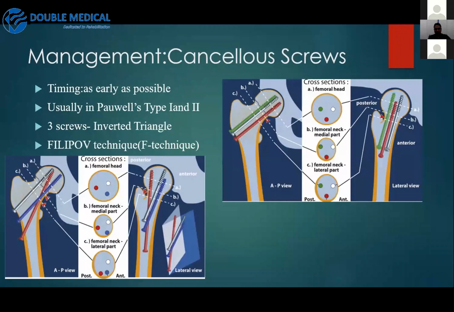What are the kinds of orientation or pattern of these cancellous screws? We all know the inverted triangle, especially when the timing is as early as possible, usually in Pauwels type 1 and 2, with 3 screws. Additional techniques like the Filipov technique are used in more osteopenic bone, whereby the distal-most screw is fixed more distally at the more cortical bone. You can see the orientation there. It is fixed more posterior to anterior to get more stable fixation in dual planes, and the orientation is like an F shape. All right.